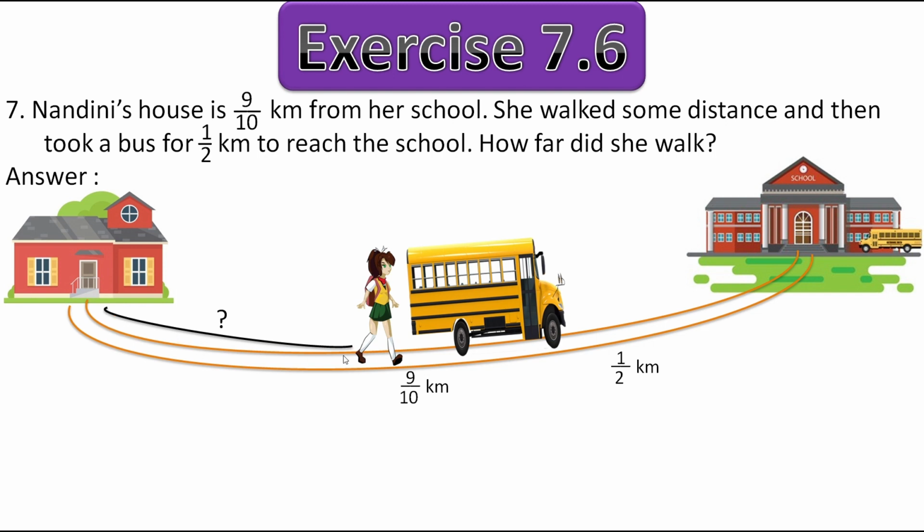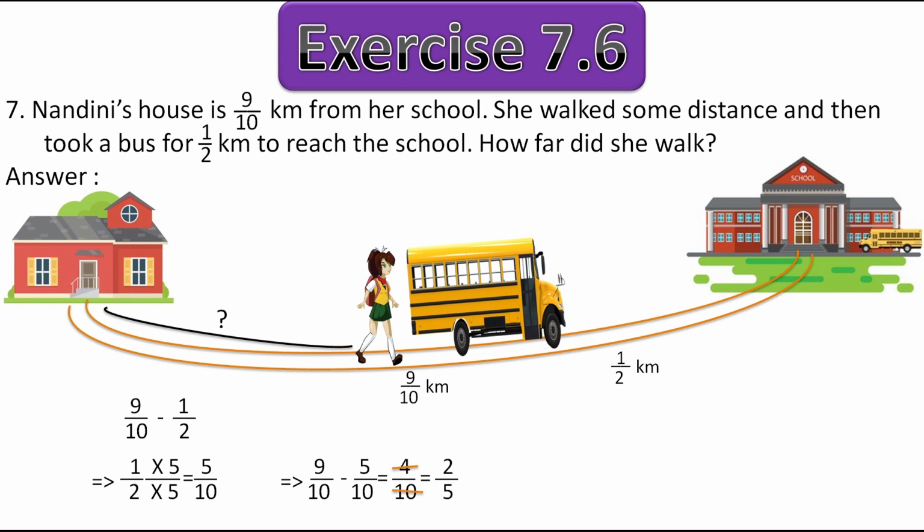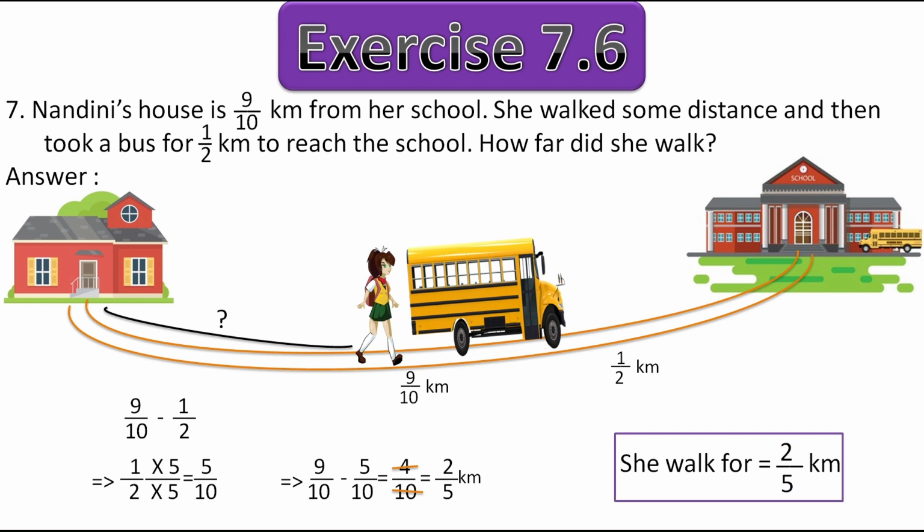Okay, so we have to find the distance of this one, how much she has walked. Now see here, when we subtract this distance from this 9 upon 10, we will get the distance she had walked. So let's subtract 9 upon 10 minus 1 upon 2. Here 10 is a multiple of 2 and 10 is the bigger number. So the LCM is 10. So let's convert this half by multiplying with 5 to get the denominator as 10. So 5 upon 10. Now 9 upon 10 minus 5 upon 10 will give you the answer as 4 upon 10. Okay. So this can be converted as 2 2s are 4, 2 5s are 10. So Nandini walked for 2 upon 5 kilometer.